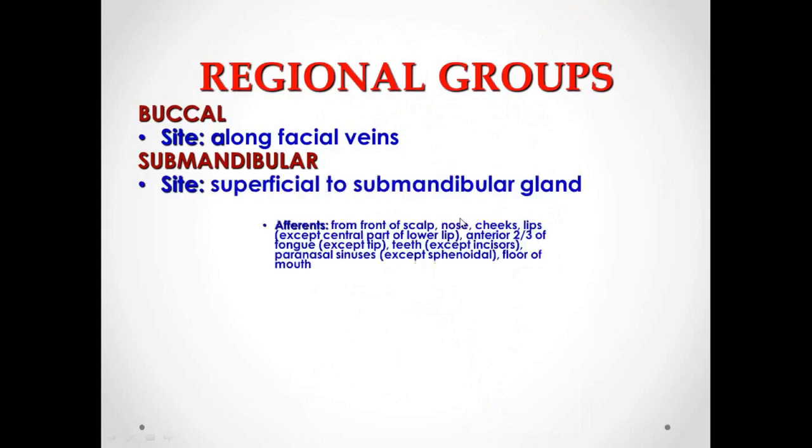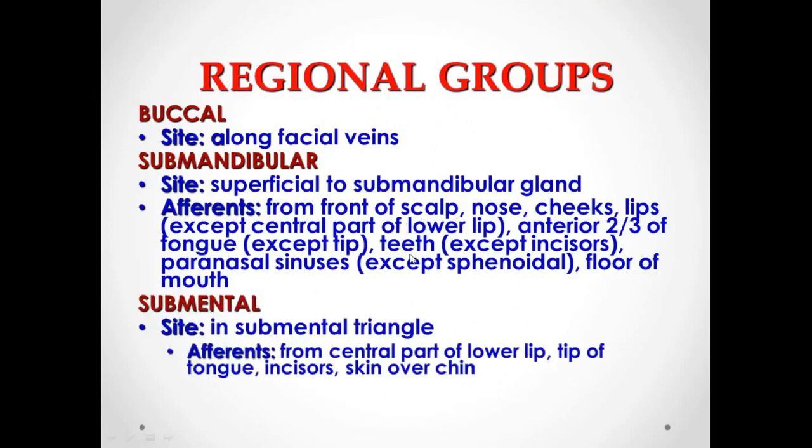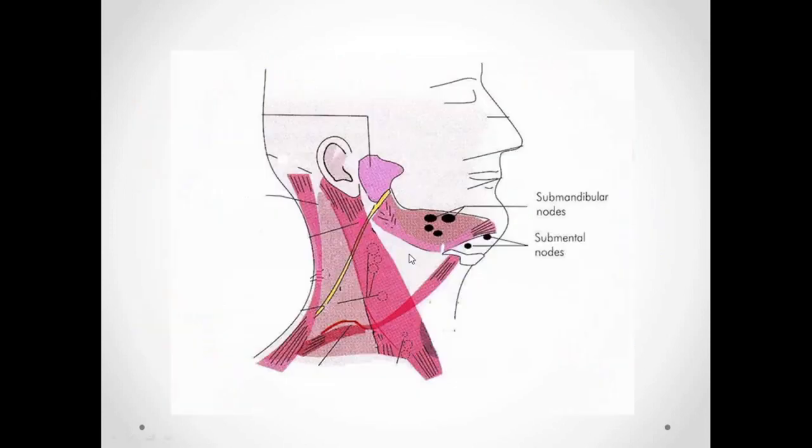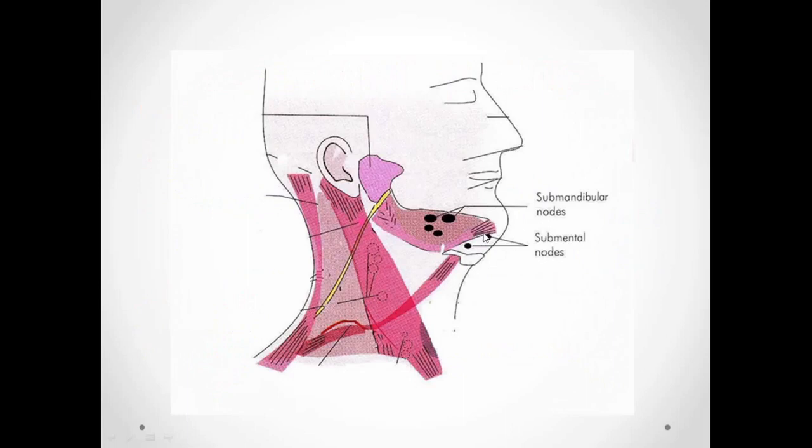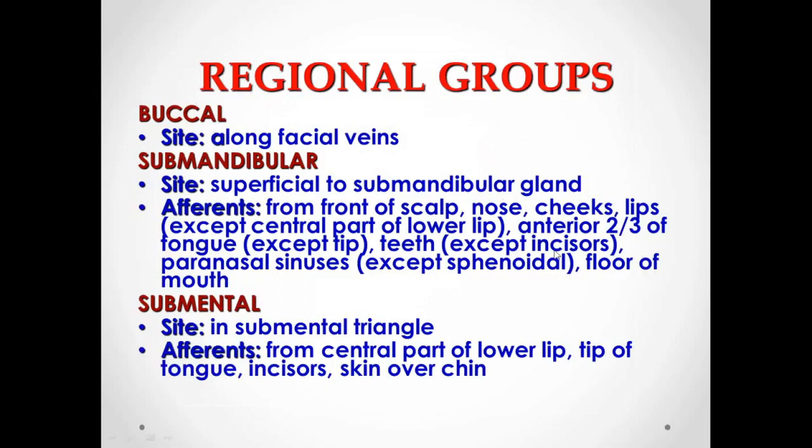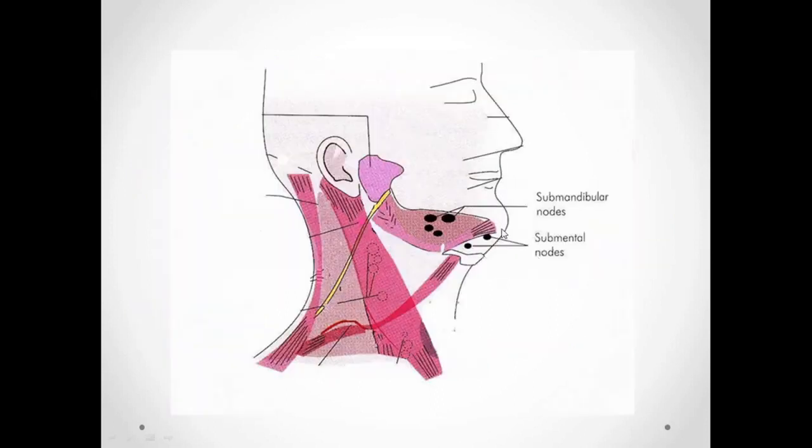As I said, submandibular. We explained that submental. This is submandibular lymph nodes, and this is submental group. Submandibular drain all the face except the tip of the tongue, the incisor teeth, the skin over the chin, and the lower part of the lip.